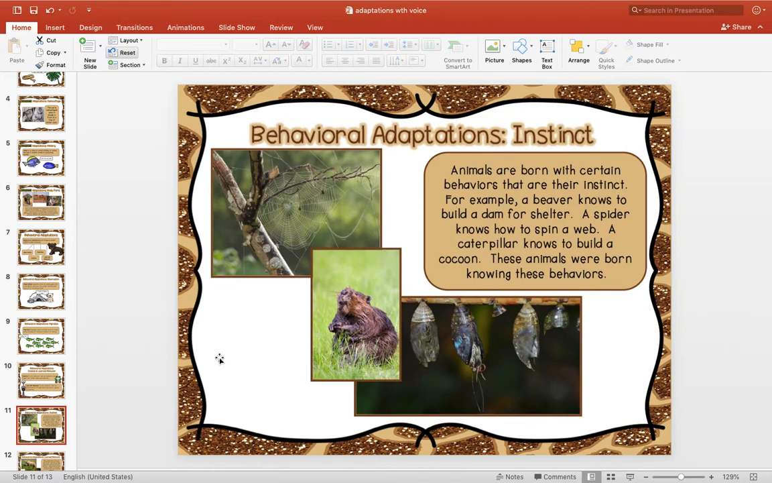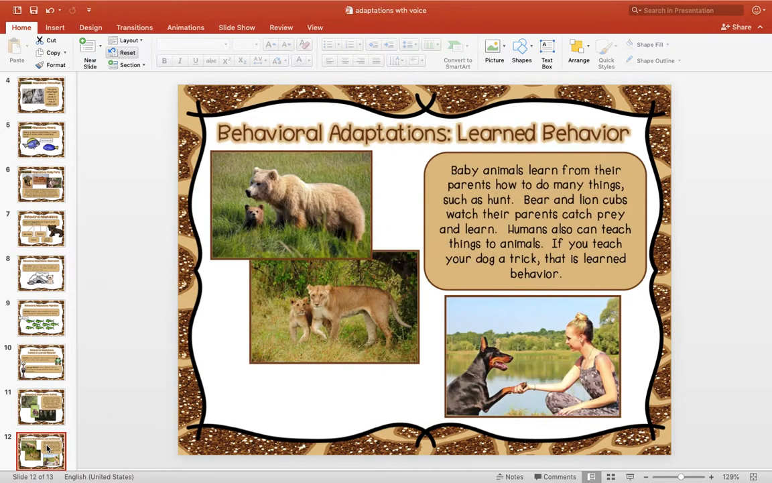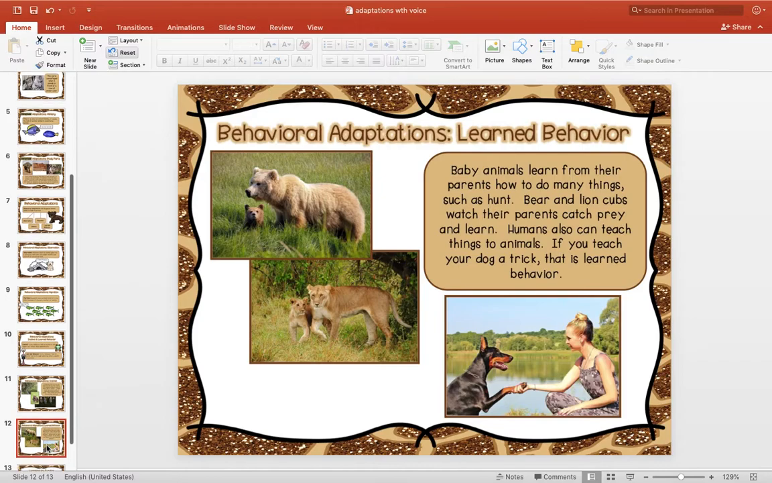Animals are born with certain behaviors that are their instinct. For example, a beaver knows to build a dam for shelter. A spider knows how to spin a web. A caterpillar knows to build a cocoon. These animals were born knowing these behaviors. Baby animals learn from their parents how to do many things, such as hunt. Bear and lion cubs watch their parents catch prey and learn. Humans also can teach things to animals. If you teach your dog a trick, that's a learned behavior.